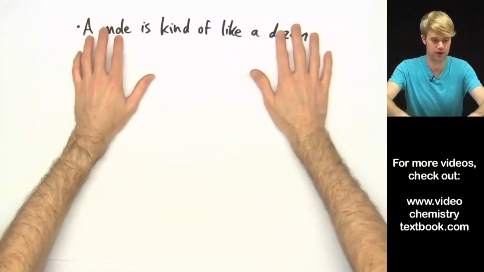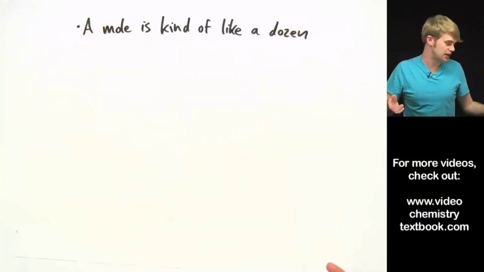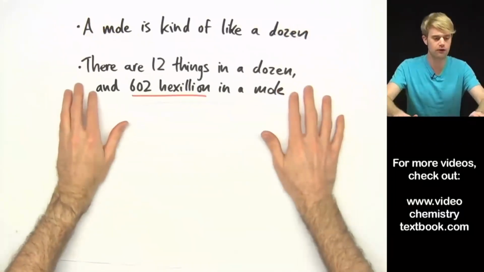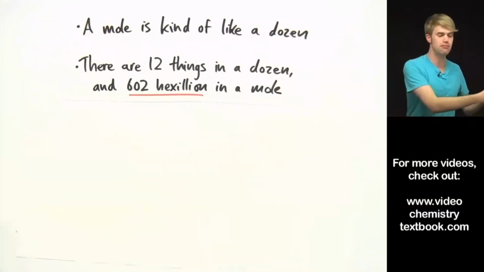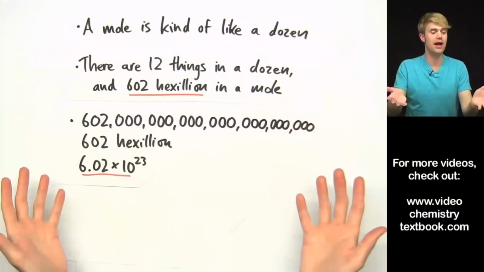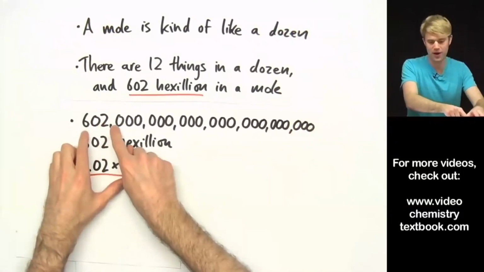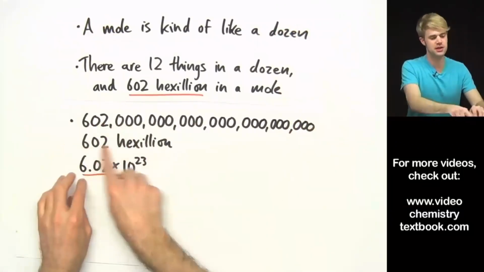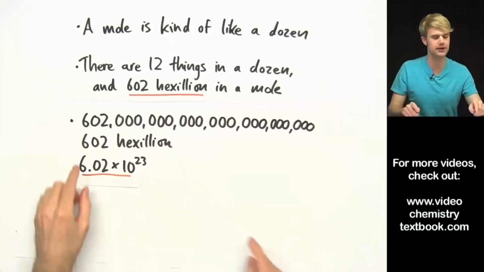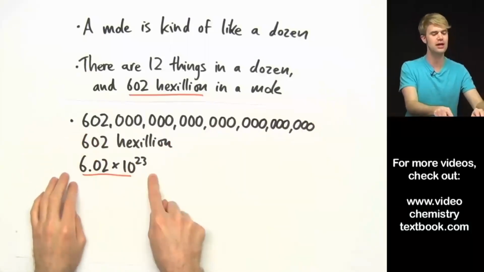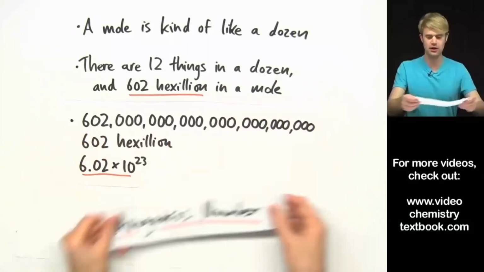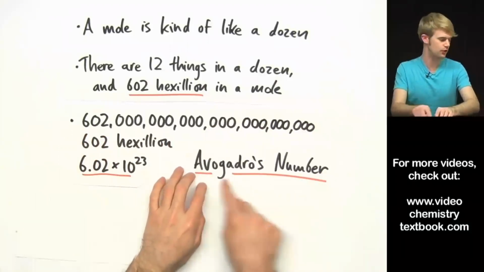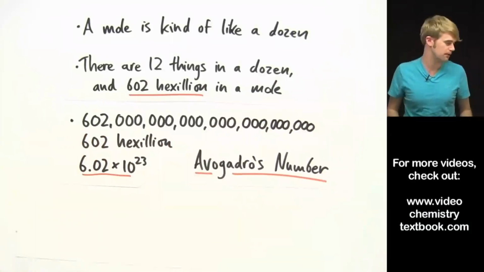So just to review what we've talked about, let's go over a few of the key things. A mole is kind of like a dozen, except there are 12 things in a dozen and 602 hexillion things in a mole. We can write this number in a variety of ways. We can do 602 with 21 zeros after it. We can call it 602 hexillion, or most commonly, we can abbreviate this number in scientific notation as 6.02 times 10 to the 23rd. This number, 602 hexillion, is often referred to as Avogadro's number.